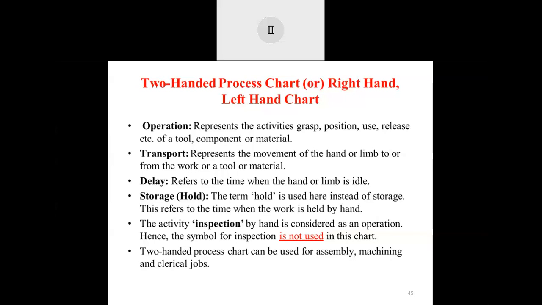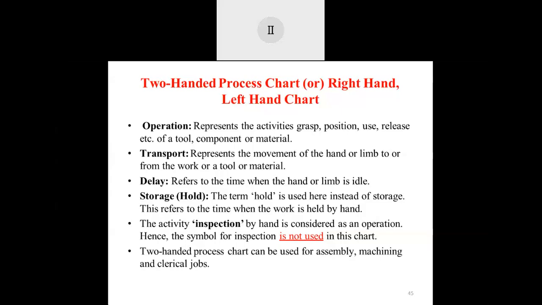Then storage. For the activity storage, the term hold is used here instead of storage. This refers to the time when the work is held by hand. Means when we use the two-handed process chart, we don't use the storage activity. Instead of that, we use the term hold. Sometimes we need to hold our workpiece. Sometimes we need to hold our cutting tool or equipment. So that time period will be recorded using this hold activity.